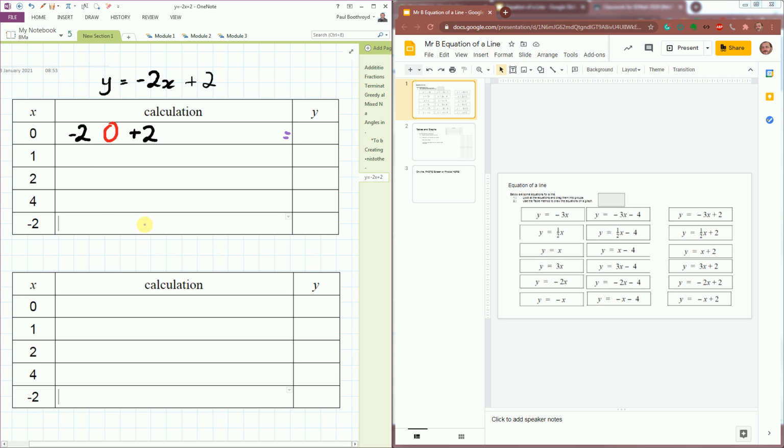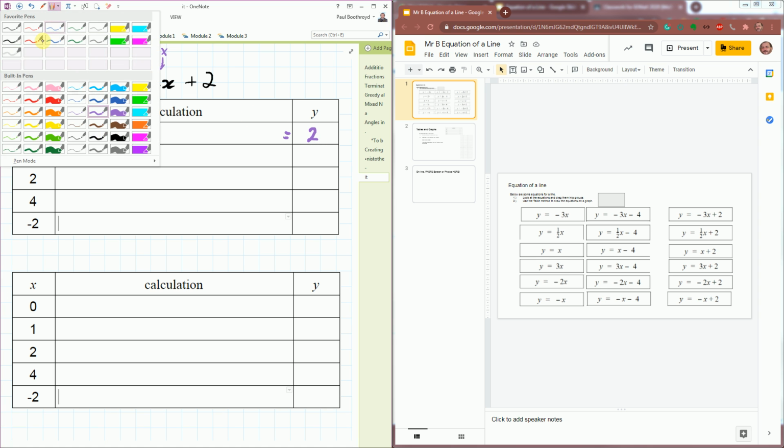What's the sign that's missing between the minus 2 and the 0? Always multiply. The gap between here is a multiply. If there's nothing in front, then you've just got the number. But we need to remember there's a multiply. So minus 2 times 0, anything times 0 is 0. Plus 2 gives me an answer 2.